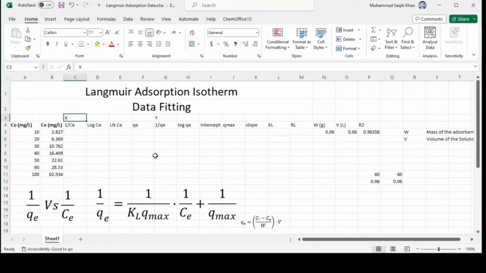The purpose of this is not to make a YouTube video, but to teach you how to plot the adsorption, how to plot your adsorption isotherm. Hopefully you have learned from this.